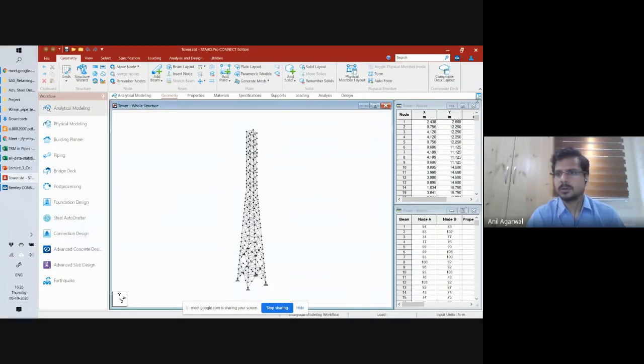This, I think, is a 40-meter tall tower. If I can look at the Z, Y values. Yeah, no, 25-meter only. Only 25-meter tall. No, 40 actually. Yeah, 40 meters tall.